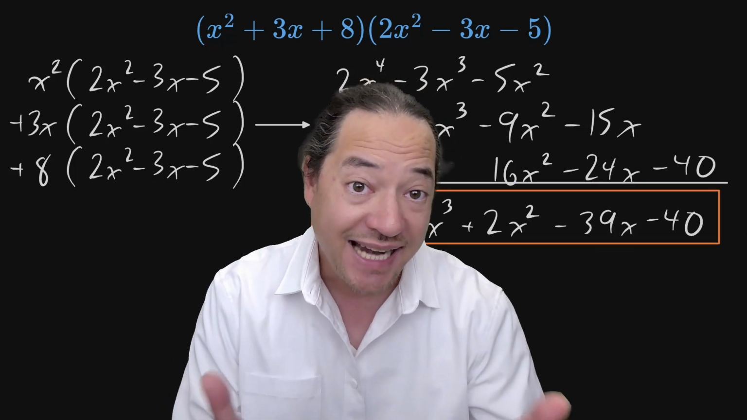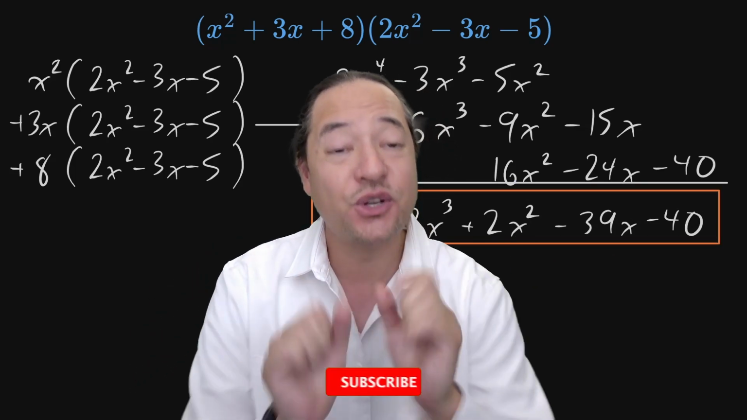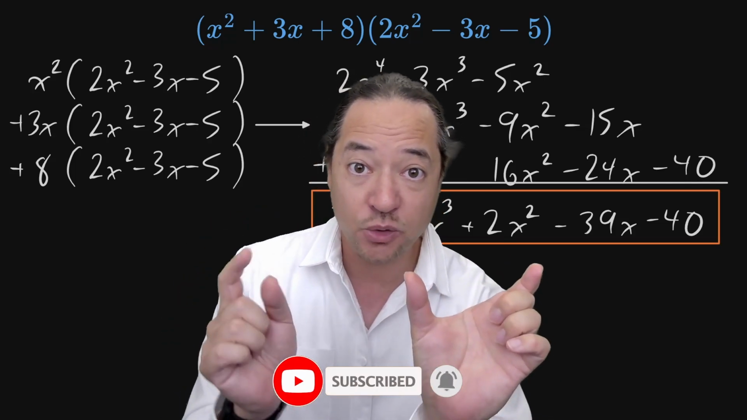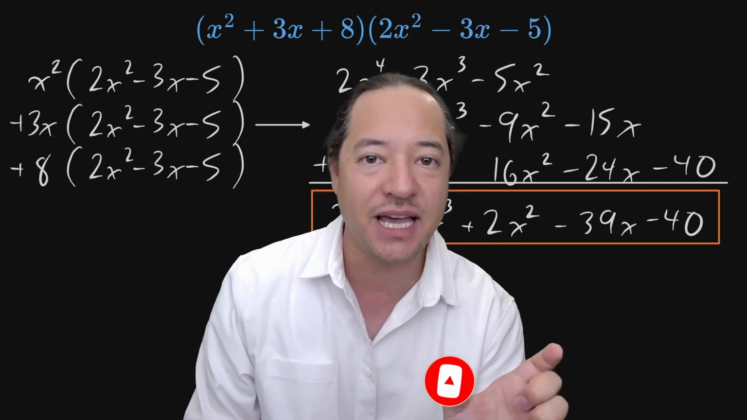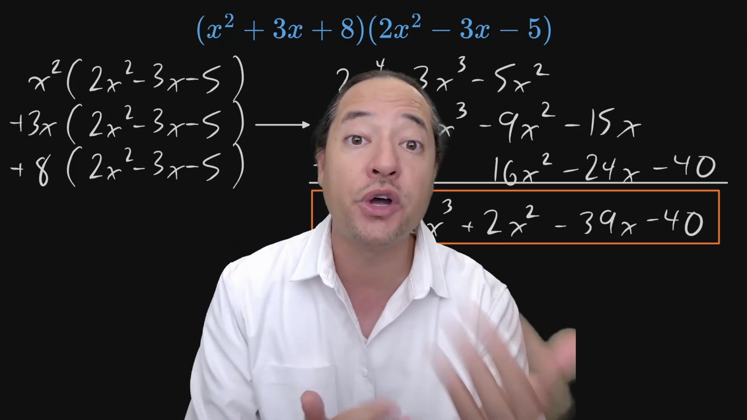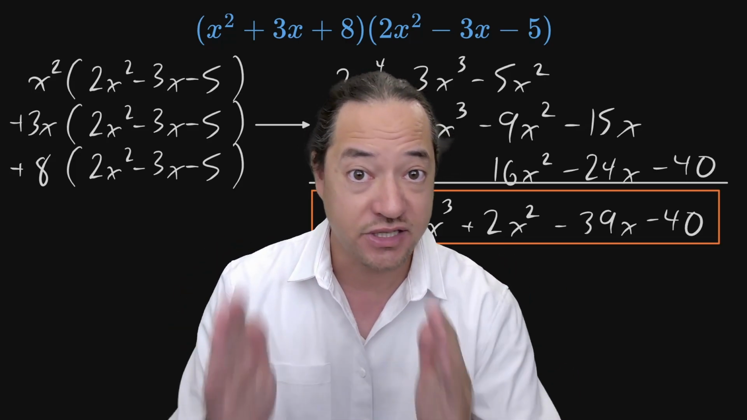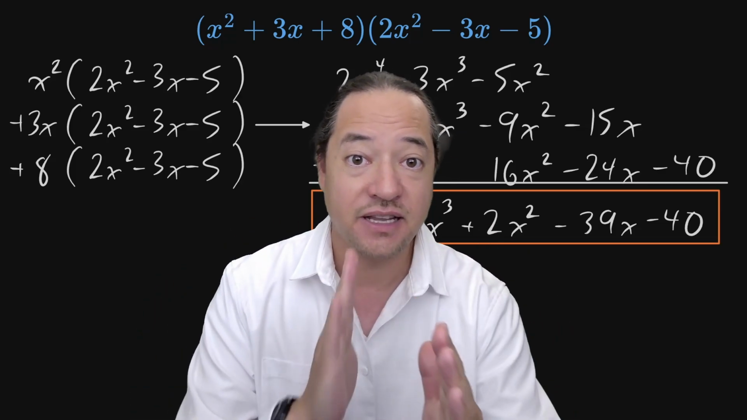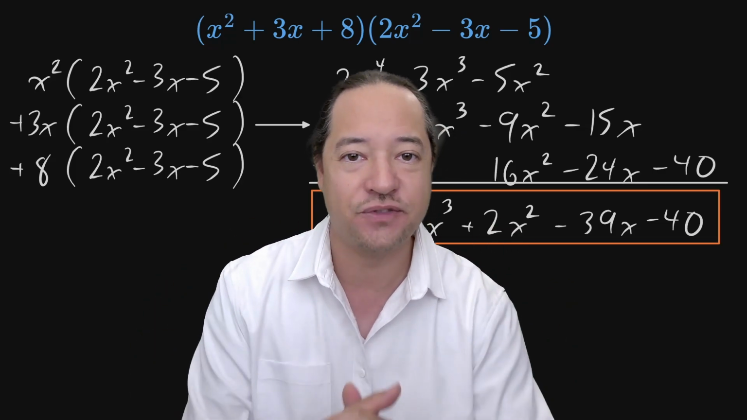All right, so that is how we can multiply two polynomials together. Of course, if you have a monomial multiplied by a polynomial, then it's easy. You just distribute that monomial in. If you have two binomials, we can use that FOIL method, that mnemonic where it's the first times the first, the outer times the outer, the inner times the inner, and the last times the last. And you just add up all of those terms.